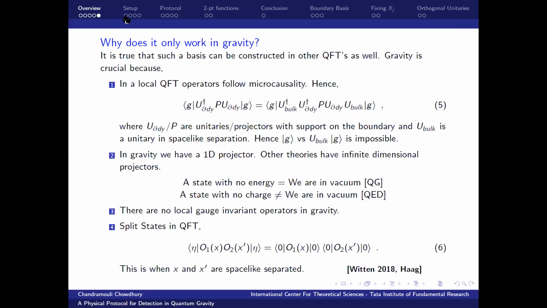Okay, so before I move to the setup, if there are more questions from the overview, I can take them now.